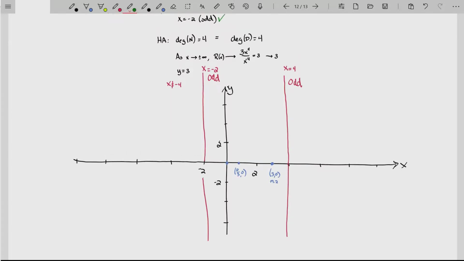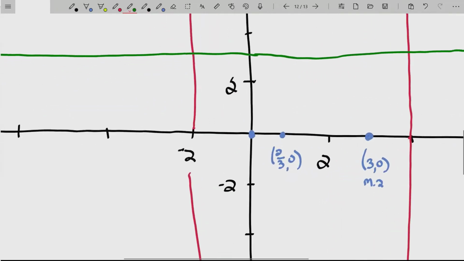And finally, my horizontal asymptote, and that's y equals 3. So I'm going to draw a horizontal line at y equals 3. Again, I would normally dash this out, but I'm just being lazy, and there's nothing wrong with you doing a solid line there. These are my guides to graphing.